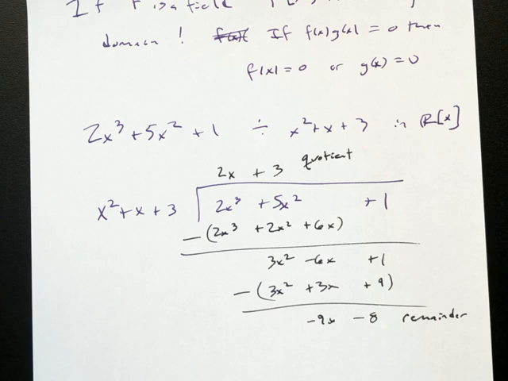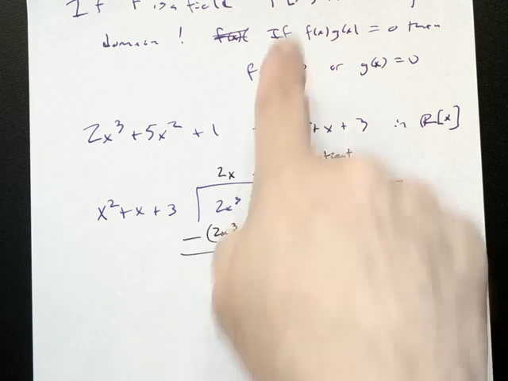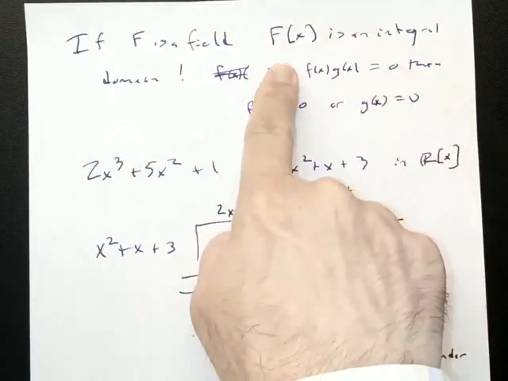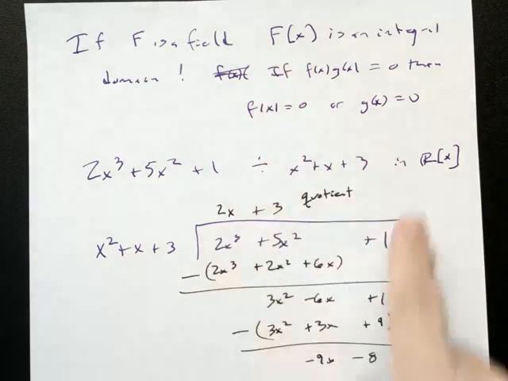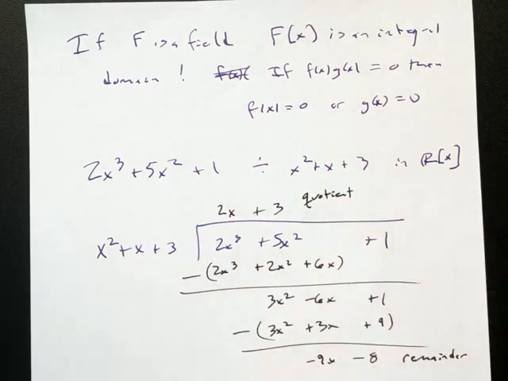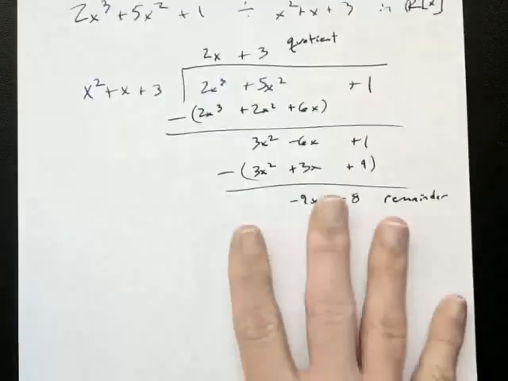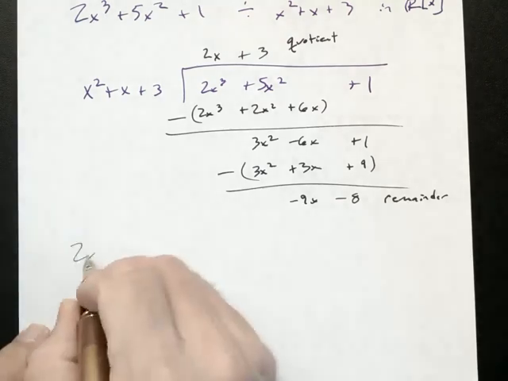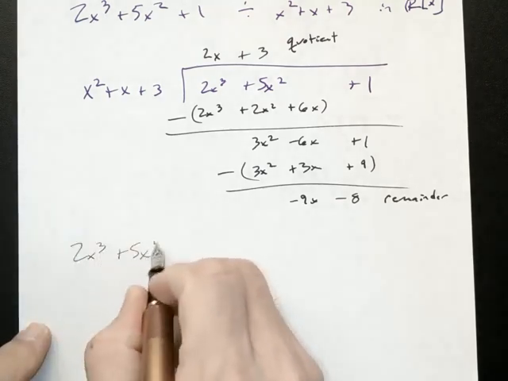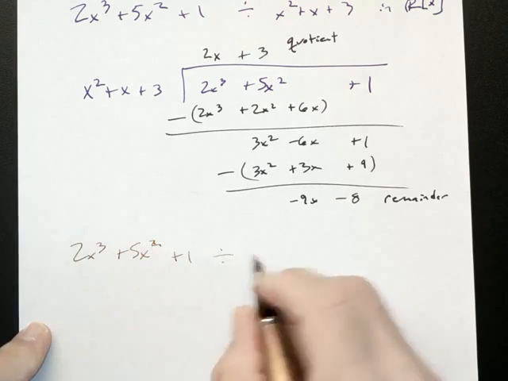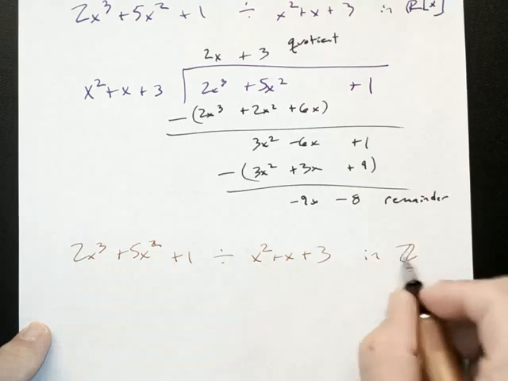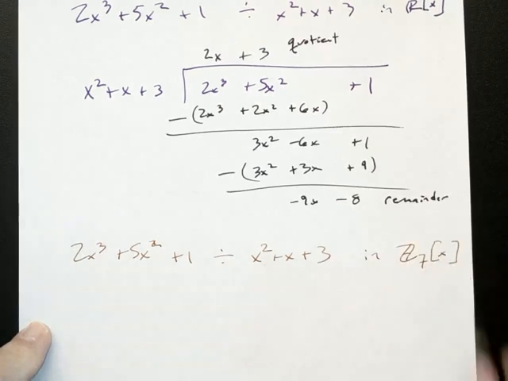So what happens if I change fields? I did this over R. R is a field. Well, what if I choose a different field? Let's do the same problem, but we'll do it in Z7. What changes?